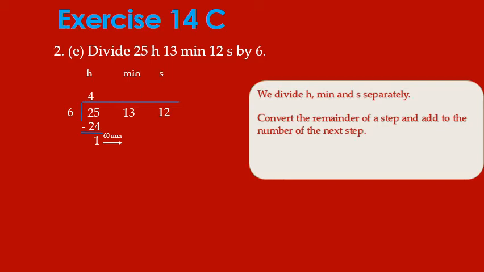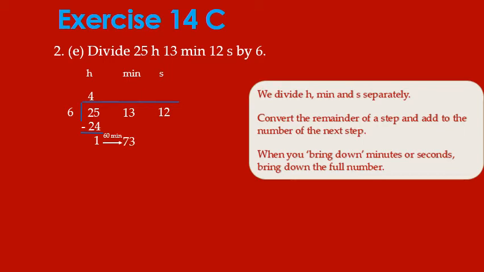In the next step, we have to divide minutes. So here we will bring down the minutes and bring down the full number. That is, we will bring down the minute in this step, which is 13 minutes, and we will add these 13 minutes to 60 minutes. So 13 minutes plus 60 minutes is equal to 73 minutes. And now we will divide 73 minutes by 6.